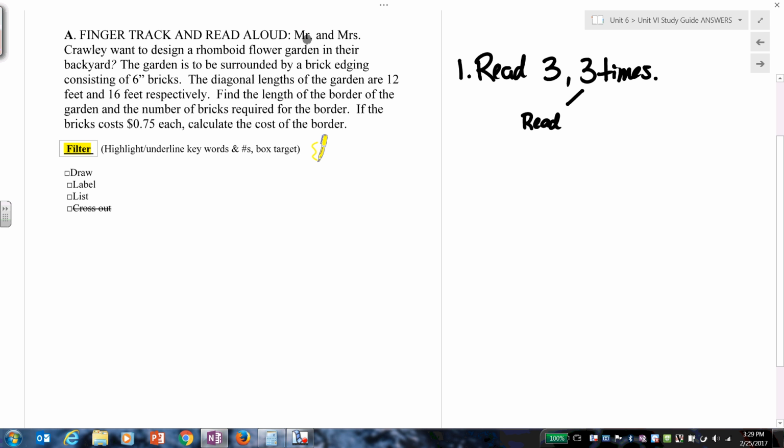It said, Mr. and Mrs. Crawley want to design a rhomboid flower garden in their own backyard. The garden is to be surrounded by a brick edging consisting of 6-inch bricks. The diagonal lengths of the garden are 12 feet and 16 feet respectively. Find the length of the border of the garden and the number of bricks required for the border. If the bricks cost 75 cents each, calculate the cost of the border.